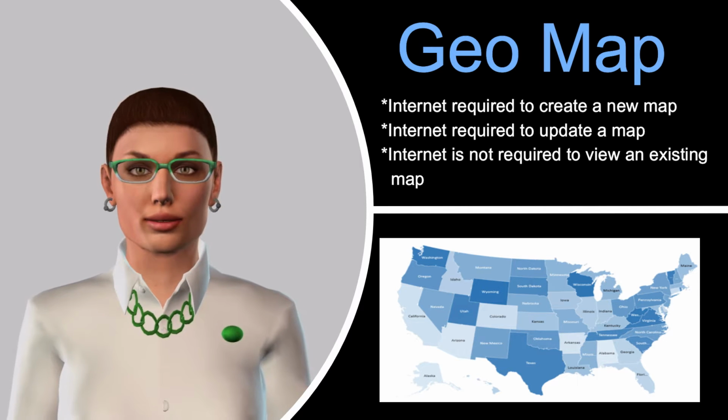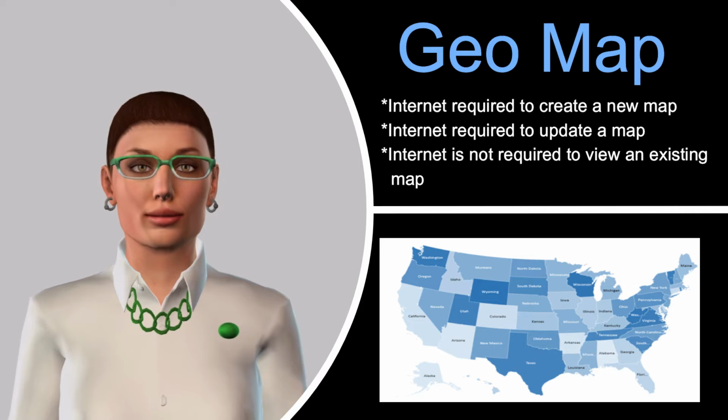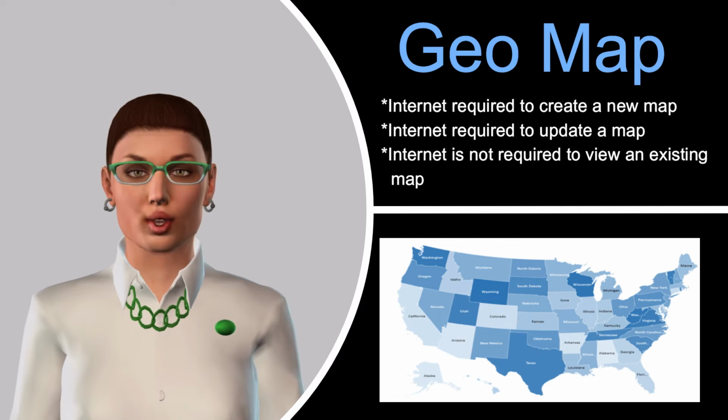Today we will create maps in Microsoft Excel. We'll use the Geography tool to extract information that we will use to create our maps. The Geography tool extracts information from the internet to create and update an existing chart. For this reason, an internet connection is required to use this tool. However, an internet connection is not required to view an existing chart.